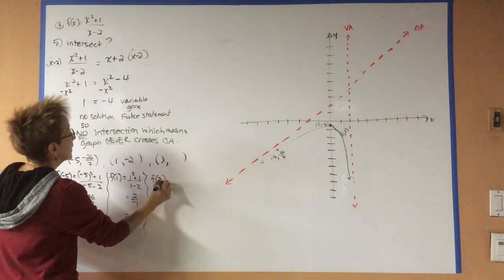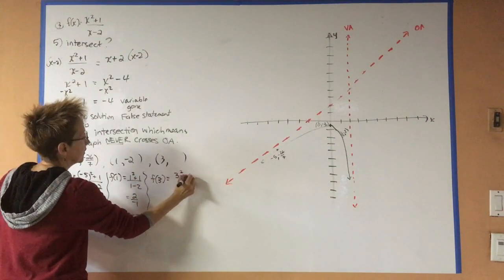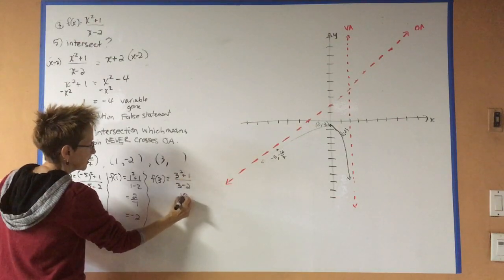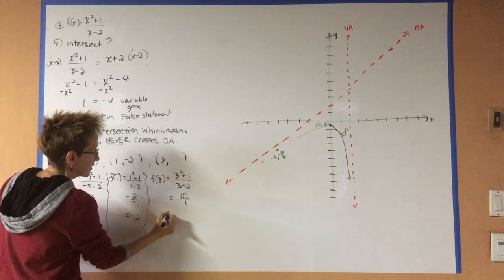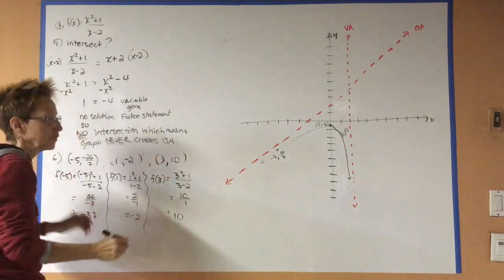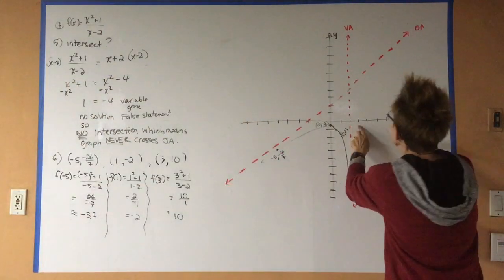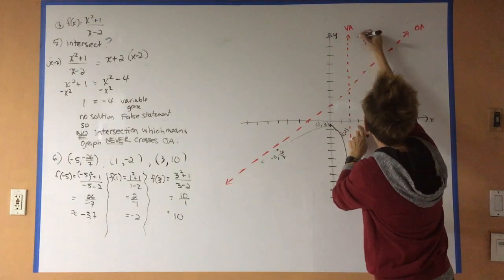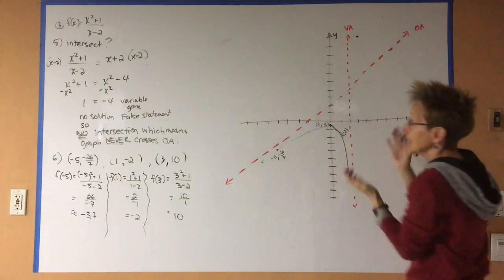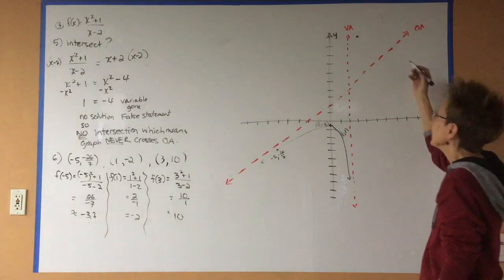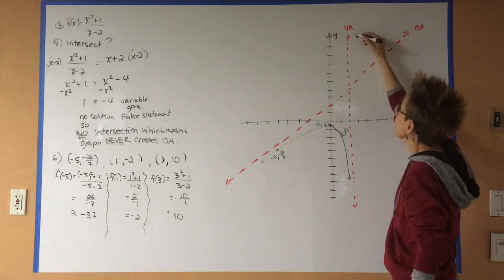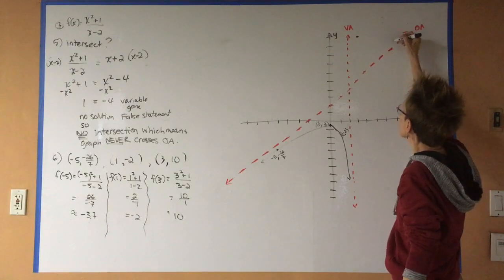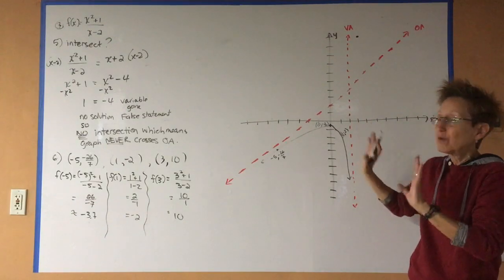So f of 3 is equal to 3 squared plus 1 over 3 minus 2. That gives me 9 plus 1, which is 10 over 1. So that's just 10. That was nice. So 3, 10 is right here. So what is this telling me? This is basically telling me that there's going to be a curve in here that's going to, I don't know how far it's going to come down, but it's going to come and approach each one of these, because again, I know it can't cross any of them.